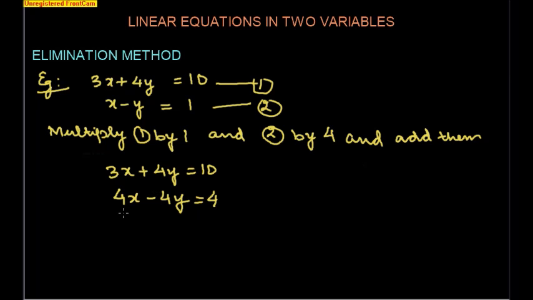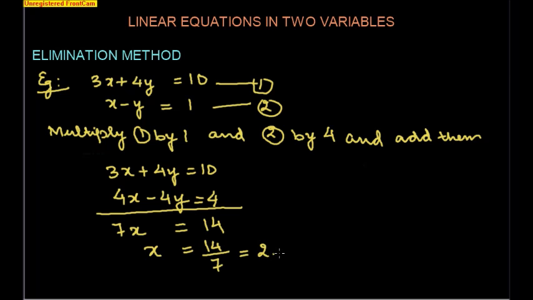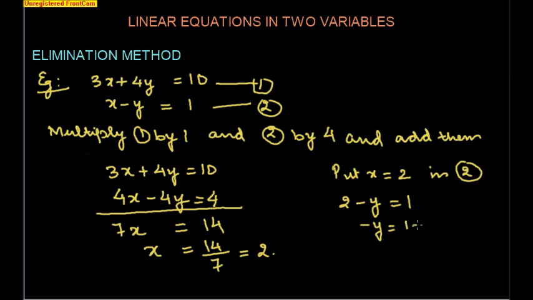When you add them, you will get 3 plus 4 as 7x. This gets cancelled and you get 14. So x becomes 14 upon 7, which is equal to 2. Now we put x equal to 2 in the second equation. So I get 2 minus y is equal to 1. Minus y is equal to 1 minus 2, or y equal to 1. You can put this value in any one of the equations, either the first or the second equation.